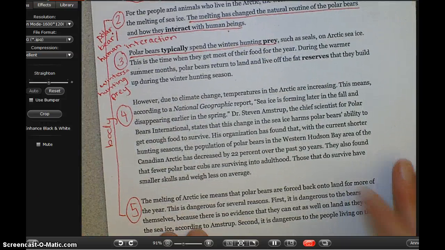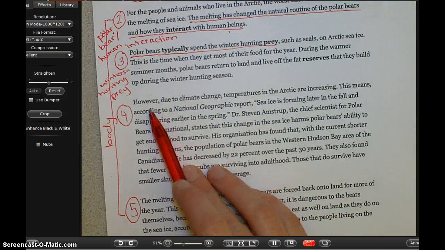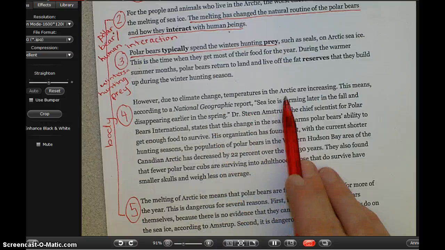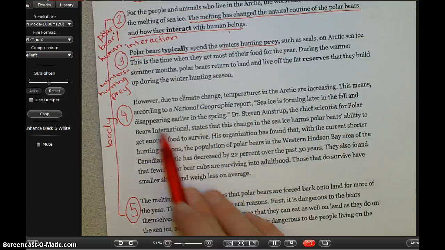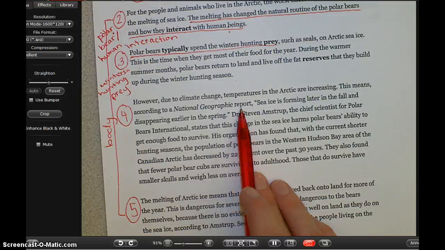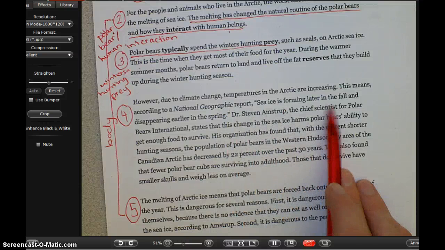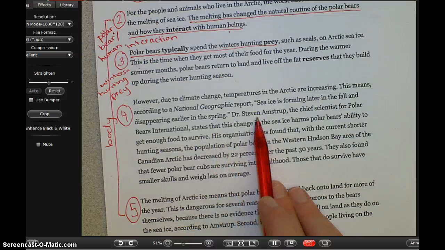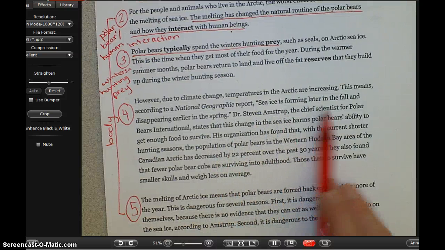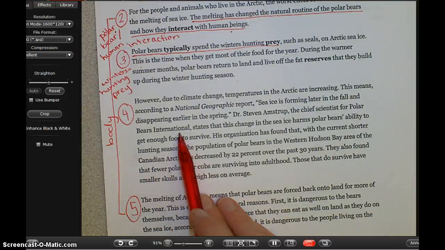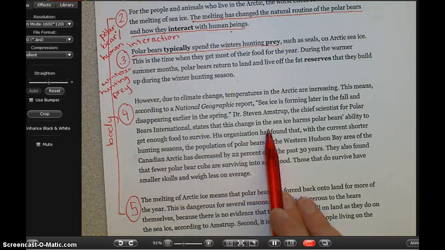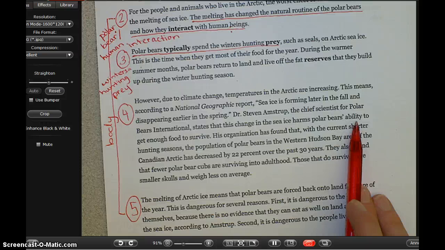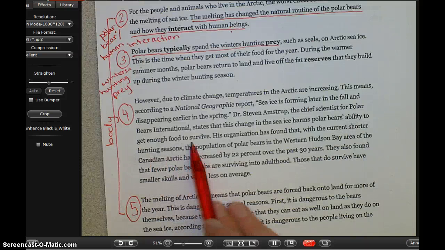Paragraph 4. However, due to climate change, temperatures in the Arctic are increasing. This means, according to a National Geographic report, sea ice is forming later in the fall and disappearing earlier in the spring. Dr. Stephen Amstrup, the chief scientist for Polar Bears International, states that this change in the sea ice harms polar bears' ability to get enough food to survive.